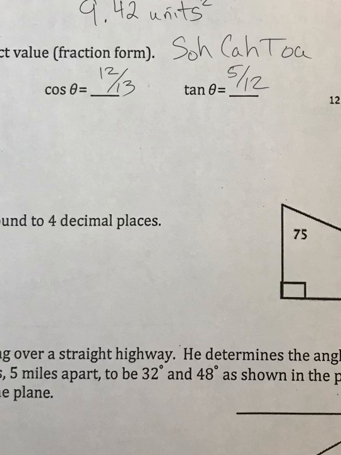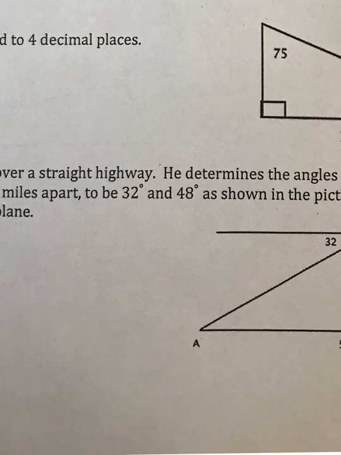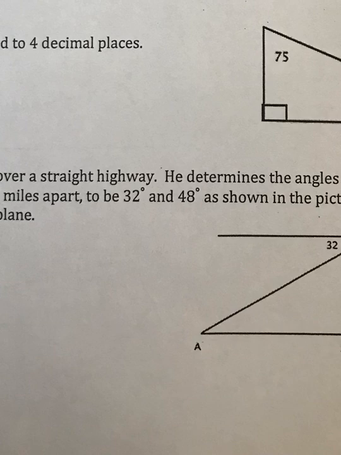Okay. Find x and round to 4 decimal places. Okay, so I'm going to move this up. Find x. So we're given this corner. We have the opposite leg and the hypotenuse. So which trig function are we going to use? Sine, SOHCAHTOA. So we're going to do the sine of 75 degrees is equal to the opposite leg over hypotenuse.